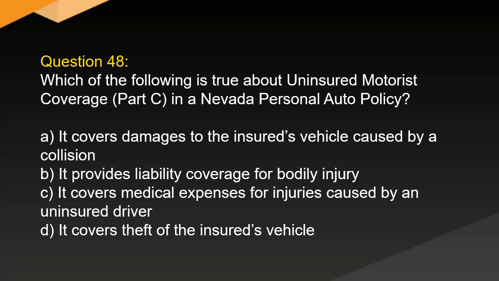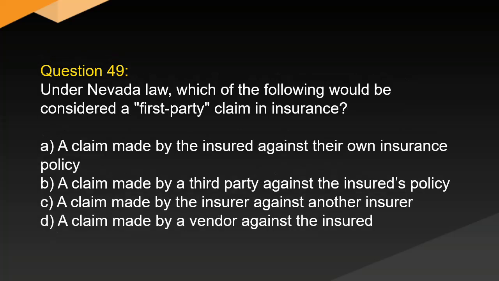Question 48. Which of the following is true about uninsured motorist coverage, Part C, in a Nevada personal auto policy? A. It covers damages to the insured's vehicle caused by a collision. B. It provides liability coverage for bodily injury. C. It covers medical expenses for injuries caused by an uninsured driver. D. It covers theft of the insured's vehicle.